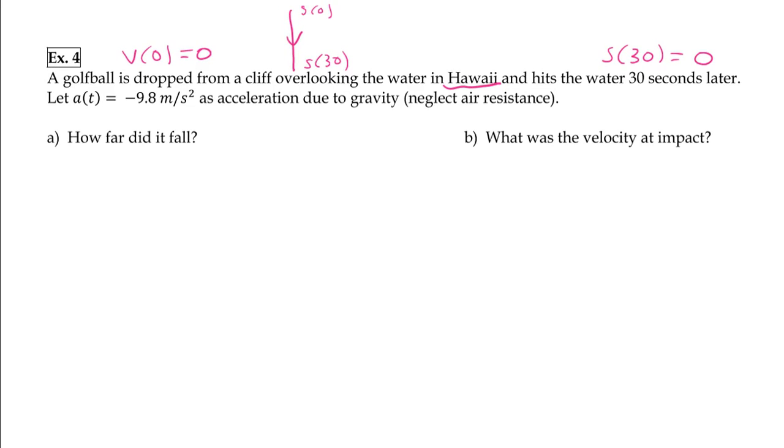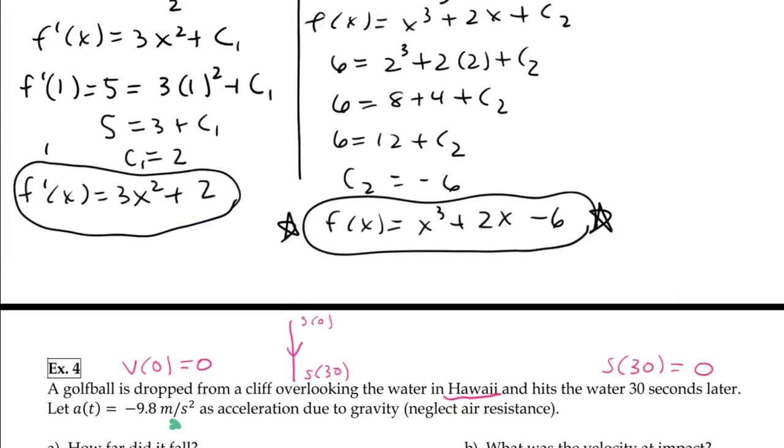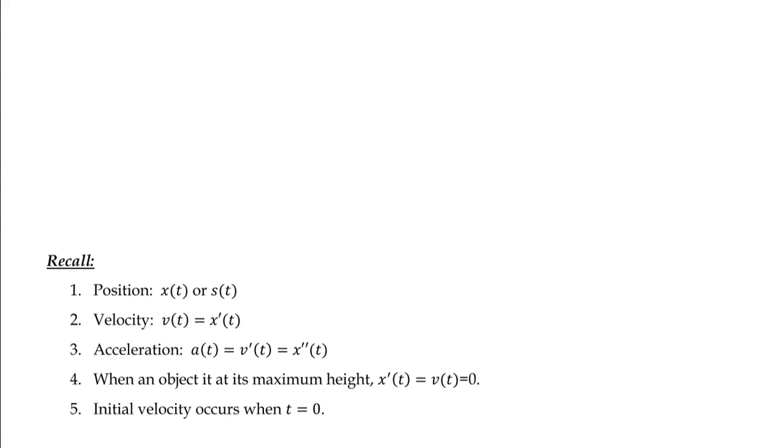First, we have to find s of t. But all that they gave us on here is acceleration. So we want to go from acceleration to position, but first we have to stop at velocity. So we're going to integrate acceleration to get velocity. We're going to integrate acceleration to get to velocity, and then we're going to integrate velocity to get to position. Okay, so let's start this off.